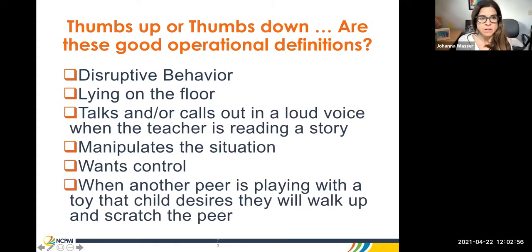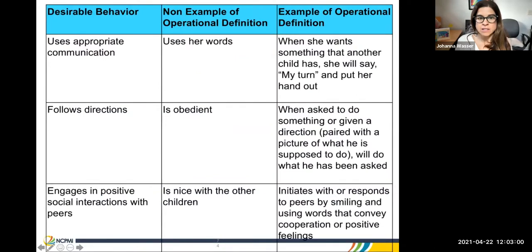So now, oh, look at that. Oh my gosh, it's so funny. Okay, now let's look at some positive behaviors, right? Desired behavior. So "uses appropriate communication." "Use your words" is not descriptive enough. And oftentimes we see behavior plans that say Joey will use his words.